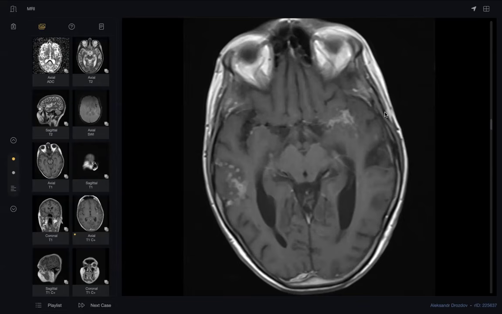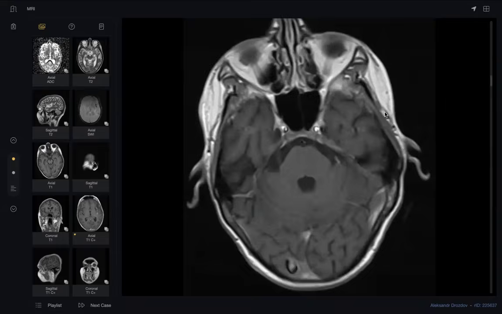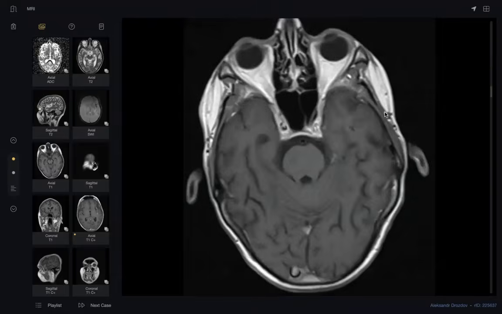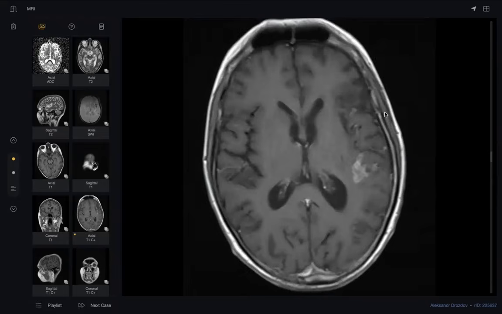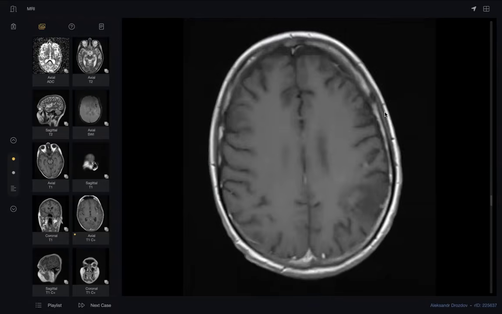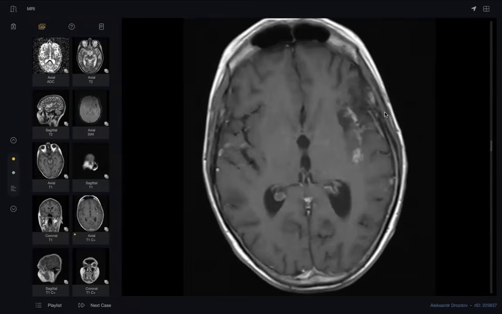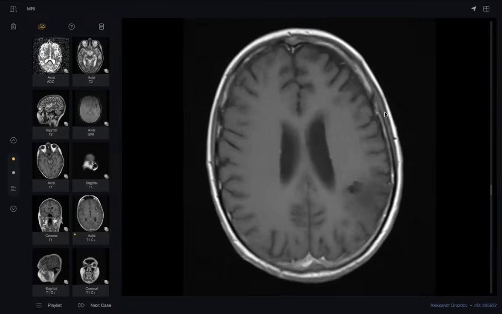So far, I would be thinking of a disease process involving the leptomeninges. The differentials would include, if there's any known history of prior malignancy, leptomeningeal carcinomatosis. Another differential could be a granulomatous disease process like sarcoidosis. However, it usually involves the skull base.